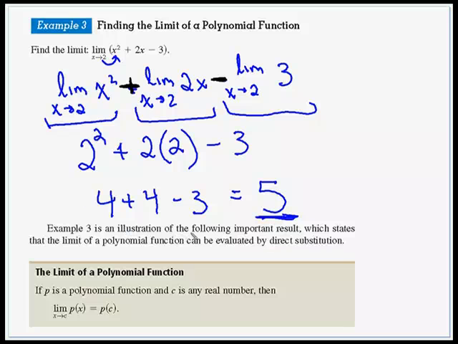Example 3 is an illustration of the following important result, which states that the limit of a polynomial function can always be evaluated by direct substitution. Just take that little number by your arrow, that number you're approaching, plug it in for x, evaluate it, and we get our output value. So the limit of a polynomial function: if p is a polynomial function and c is any real number, then the limit as x approaches that number c of p of x is just equal to p of c. Plug that c in, evaluate it for that value.